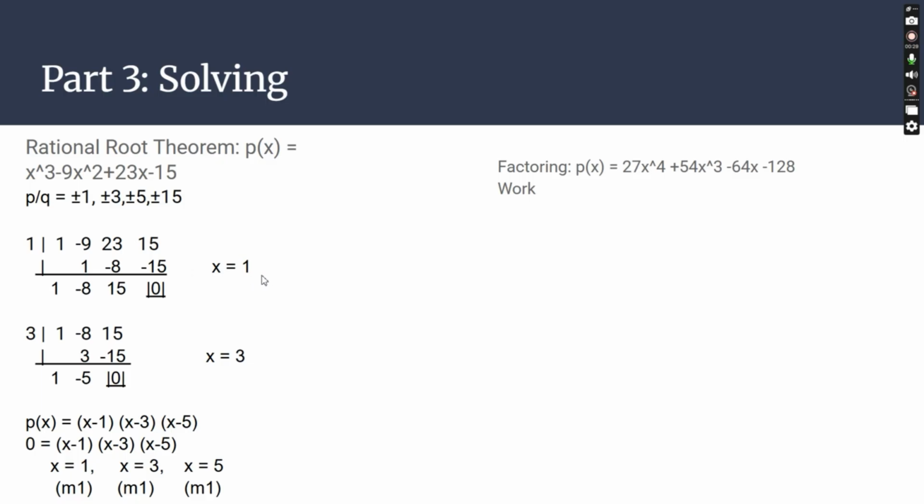Dividing the polynomial by x minus 1 gives us a quadratic. Testing again, we find x equals 3 is also a root. Dividing again gives us a linear factor. Finally, we find x equals 5 is the last root. So the polynomial has zeros at x equals 1, x equals 3, and x equals 5, all with the multiplicity of 1.